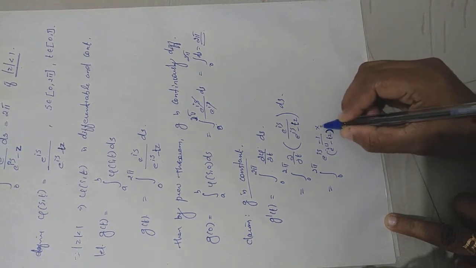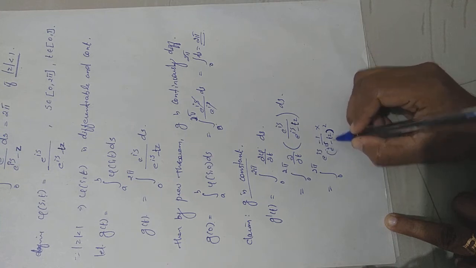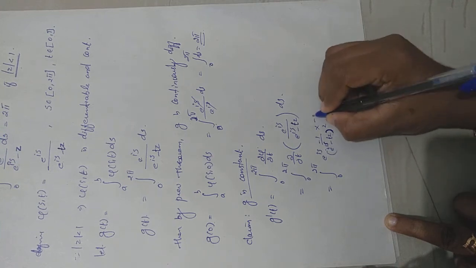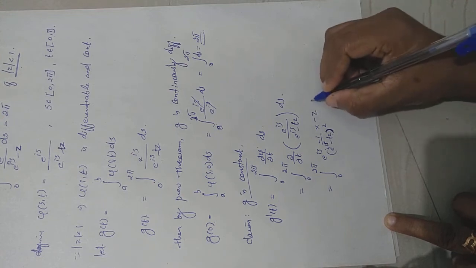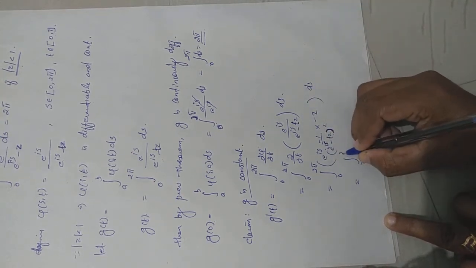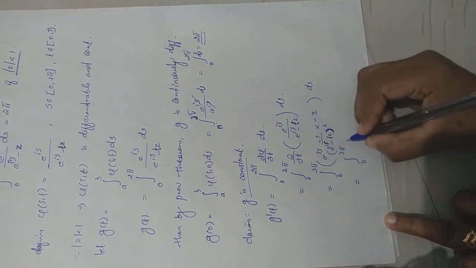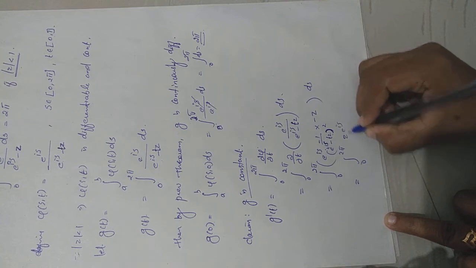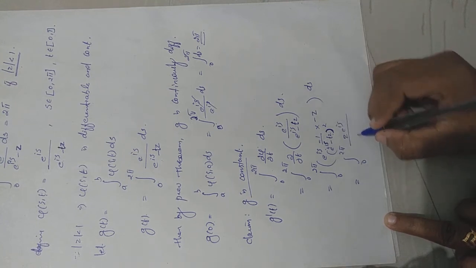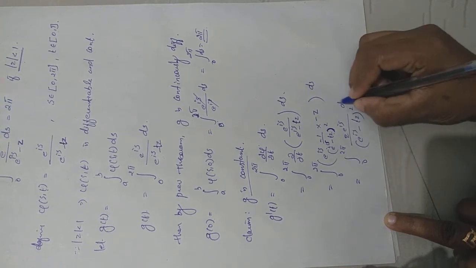So the derivative of this function: the derivative of e raised to is is 0, because s is not a variable here, therefore its derivative becomes 0, and the derivative of minus tz is minus z. So this equals the integral from 0 to 2 pi of, minus minus will be plus, z e raised to is divided by (e raised to is minus tz) whole square ds.